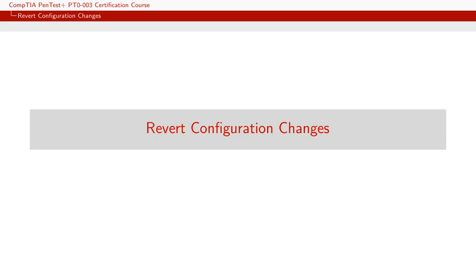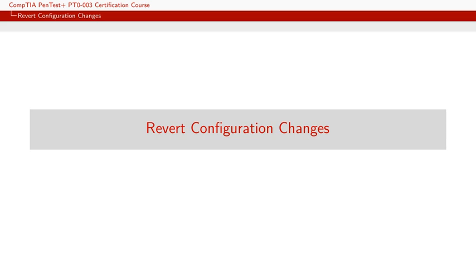Reverting configuration changes is a crucial step in the post-testing phase when working towards your CompTIA PenTest PT0-003 certification. Now that we've discussed removing persistence mechanisms, let's dive into the specifics of reverting configuration changes. Ensuring configurations are reverted correctly is vital to restore systems to their original state. Whether these changes were made intentionally as part of your testing process or occurred inadvertently, every modification needs attention. The goal here is to leave no trace of the testing activities by updating configurations and removing any test artifacts.